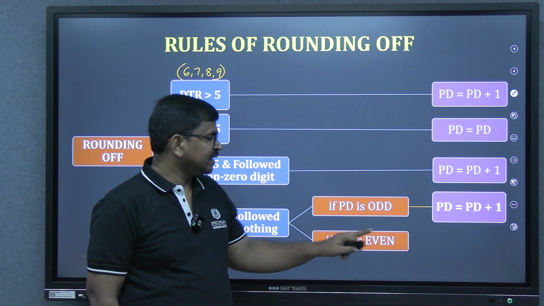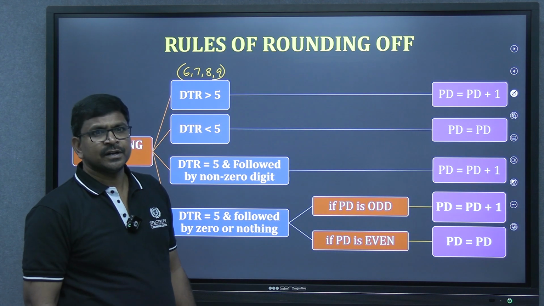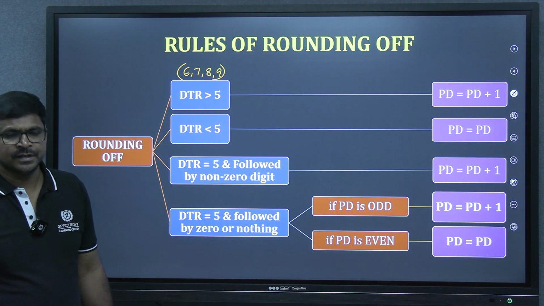If the PD is even, it will remain the same. So these are the summary of the shortcut technique.